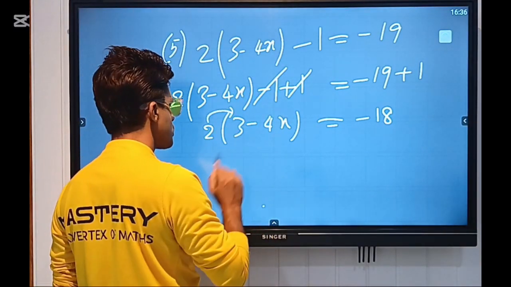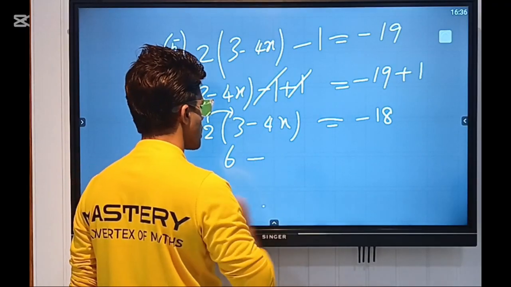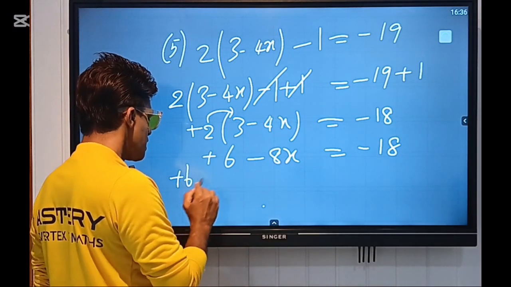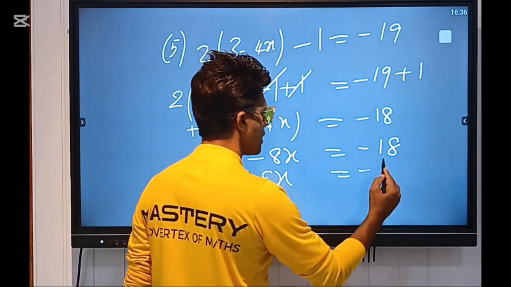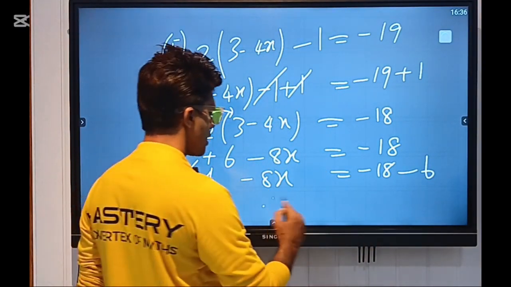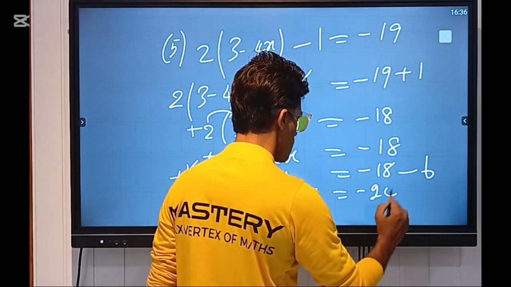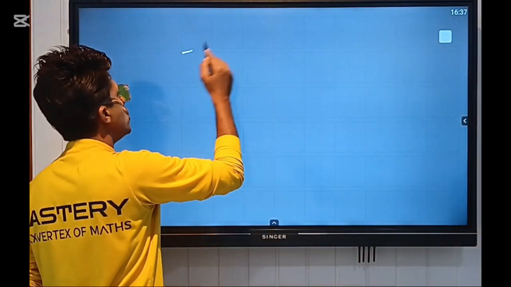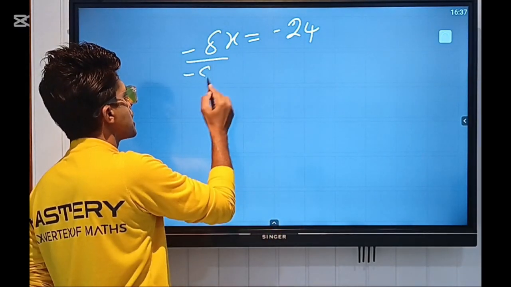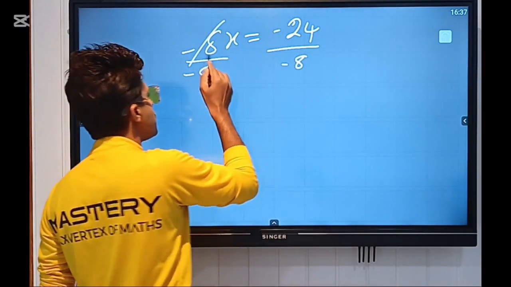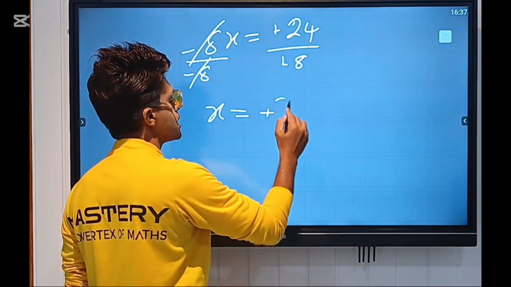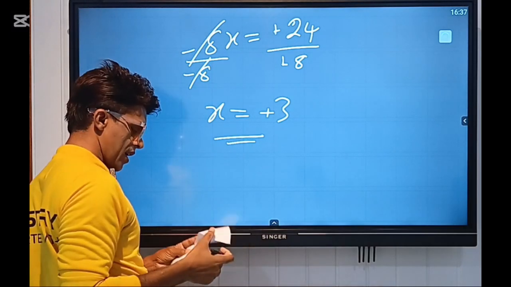So here remove the bracket. 2 times 3 is 6. Here plus, here minus. 2 times 4 is 8. 6 minus 8x equals minus 18. Right now you could see plus 6, therefore you could subtract 6 from both sides. So simplify plus 6 and minus 6. Then minus 8x equals minus 24. Right now you could divide both sides by minus 8. So simplify minus 8 and minus 8. Minus and minus, this one and this one can be cancelled out.